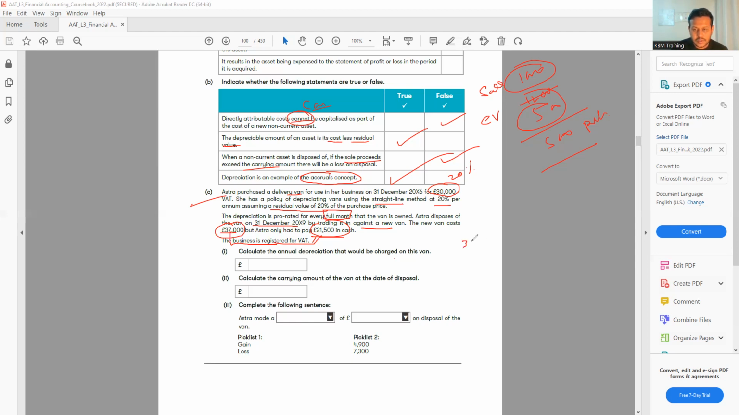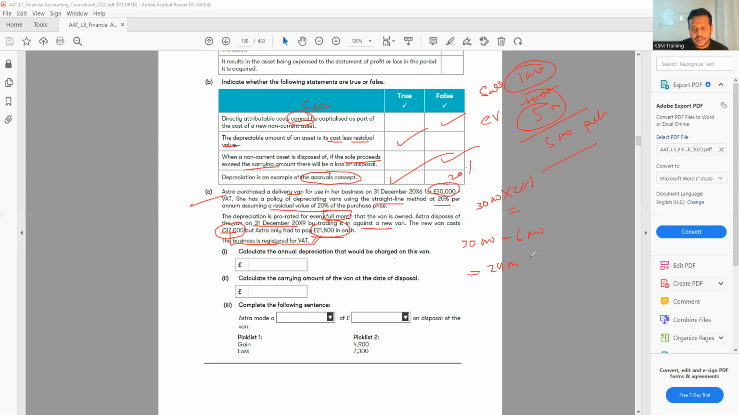So we need to say cost minus residual value. The residual value is 20% of the cost. So 30,000 times 20%, let's have a look how much it is. It should be 6,000. 30,000 times 20% is 6,000. So that gives me 24,000.